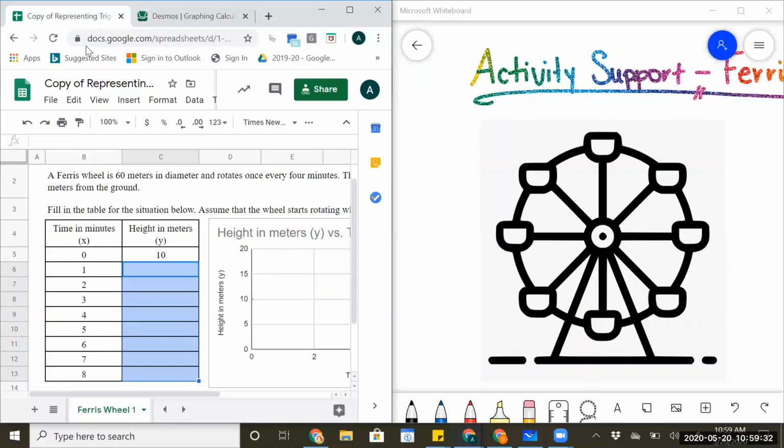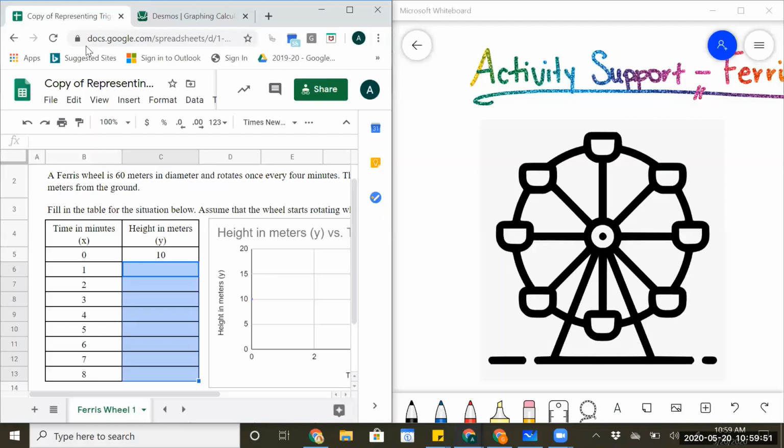All right, so here we are on our Ferris wheel activity. You have access to this on Schoology, so you could totally just open it up and work on it while we go through this video together. And I've got here over on the right a picture of a Ferris wheel, so we can have a visual of what's going on.